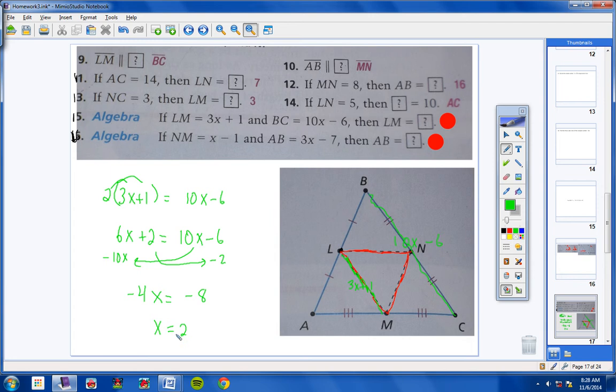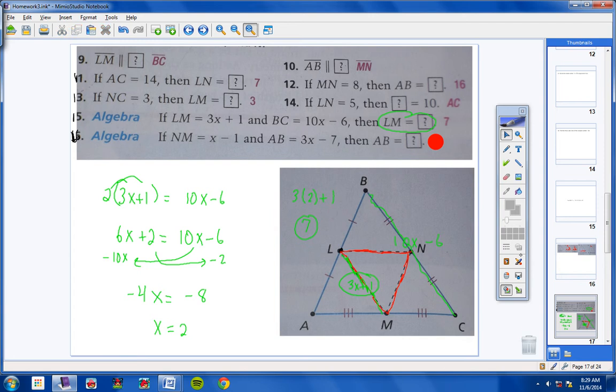Now that's not your answer. They're asking you to find the length of LM. So what is LM, guys? It's right here. 3x plus 1. What is x? 2. So where the x is, put a 2. So I have 3 times 2, plus 1. So what's the entire length? 7. There we go, 7. Okay? So the answer would be 7.